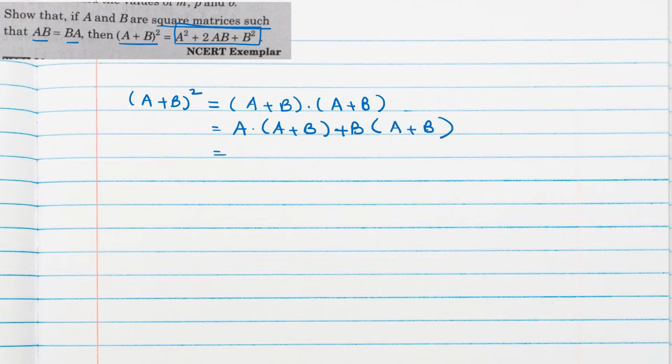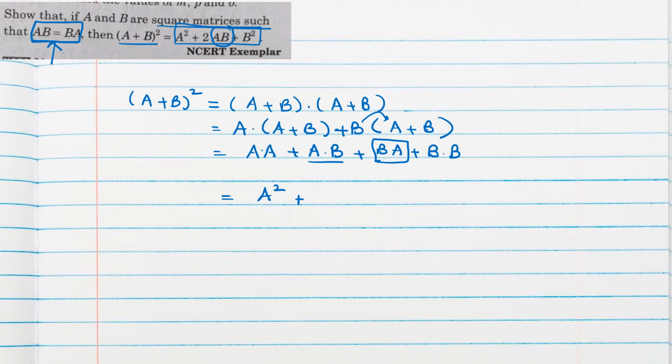So A into A will give A square, then A into B, here B into A, plus B into B. So we can write A square, and here we want to show that it is equal to 2AB. AB we got, and BA we can change because that is also given. AB and BA are equal. We know that in not all cases will AB and BA be equal, since multiplication of matrices is not commutative.